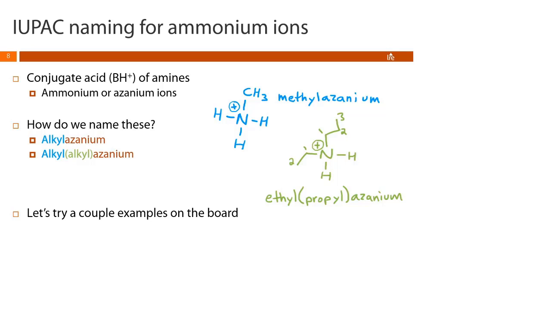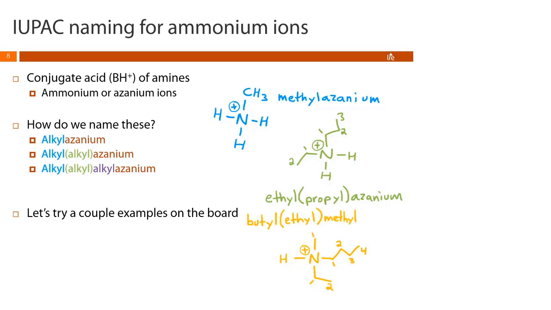Okay, so what if we have three different carbon chains attached to our nitrogen? Well, we're still going to list all three alkyl groups in alphabetical order, and the second one is still going to be in parentheses, and we're still going to smush it all together as a single word. So let's try one of those examples as well. Go ahead and pause this video and see if you can give me a name for this ion in orange. Okay, so it looks like we have a butyl group, an ethyl group, and a methyl group. So that means this molecule would be called butyl ethyl methyl azanium.